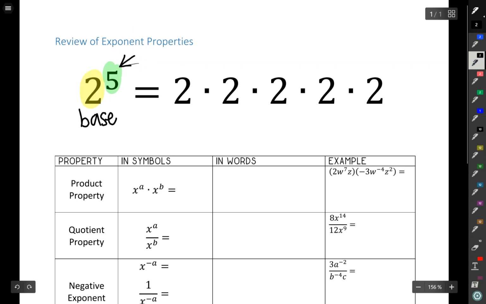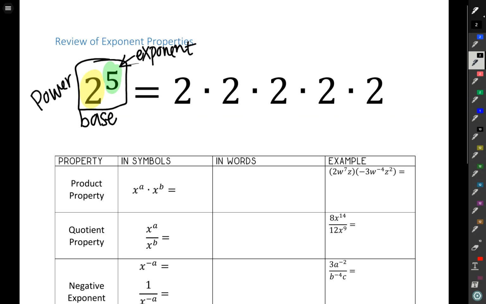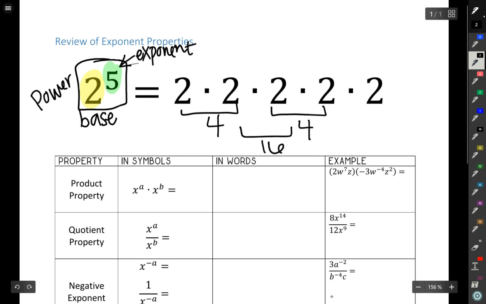Let's try that again, exponent. And the whole thing put together is called a power. So it's the 5th power of 2. 2 times 2 times 2 times 2 times 2. 2 times 2 is 4. That's 4, so that's 16. And 16 times this 5th 2 is 32.